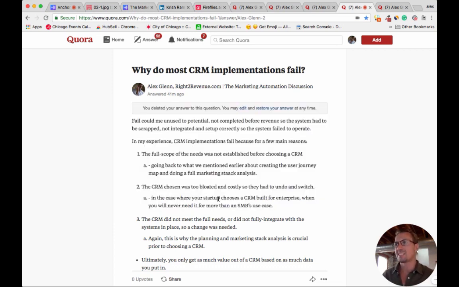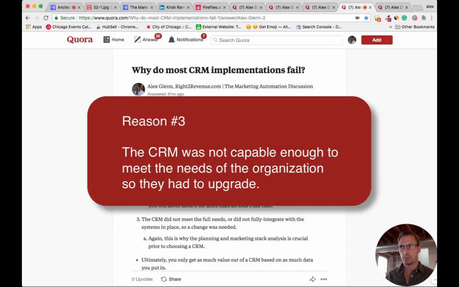Number three, the CRM did not meet the full needs or did not fully integrate with the system in place, so a change was needed. And this goes back again to the question we previously answered, and it's really going back to understanding the scope of what you need and what systems you're about to implement.